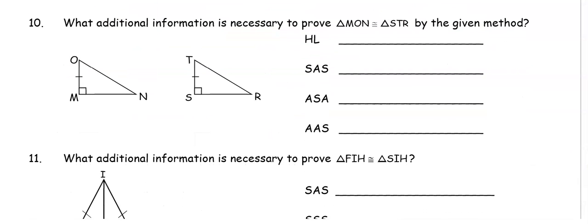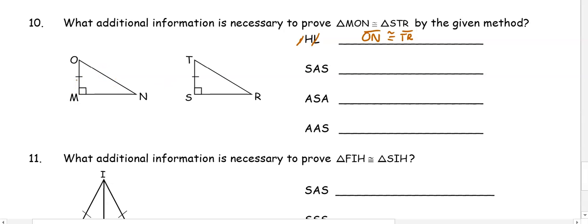In number 10, what additional information is needed to prove triangle MON is congruent to triangle STR by the given method? So when I look at my triangle, I have two pieces right now. I need a third to use that method. So remember that HL we can also call RHL. Well, we already have a right angle, and OM and TS are representing the leg. So we would need the hypotenuses to be congruent, and the hypotenuses are the side across from the right angle. So we would need ON to be congruent to TR.